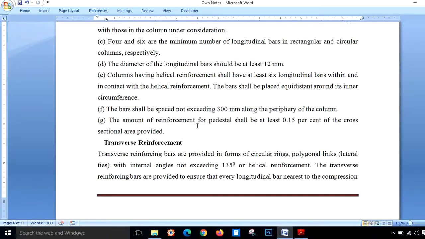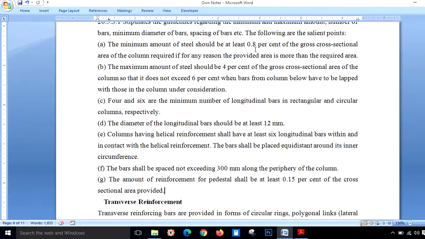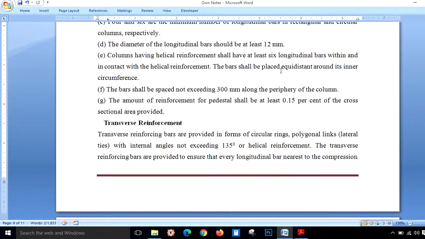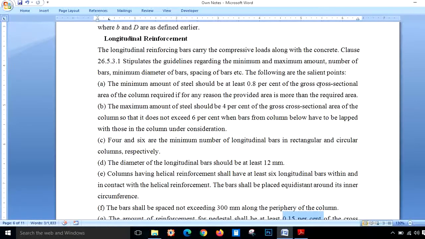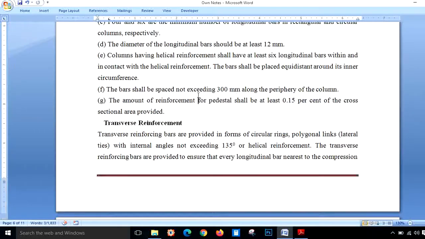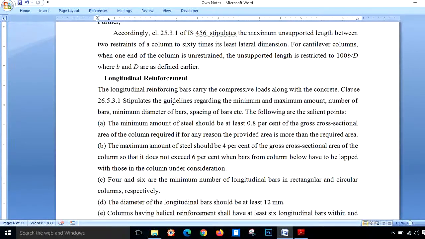The amount of reinforcement for a pedestal shall be at least 0.15% of the cross-sectional area provided. So if it is a column, the minimum percentage of steel is 0.8%, but if it is a pedestal, the minimum percentage of reinforcement is 0.15% of the gross sectional area. So this is about longitudinal reinforcement.